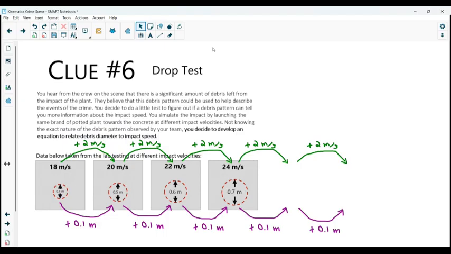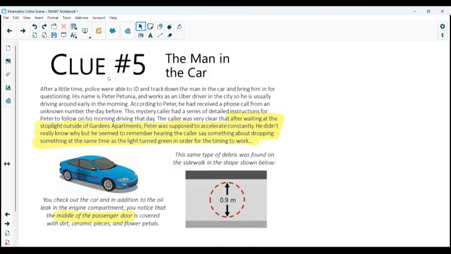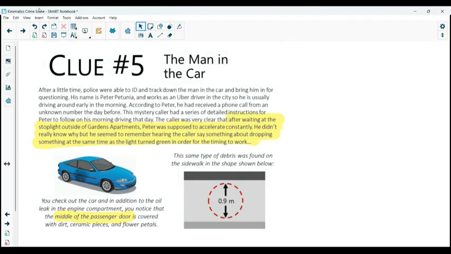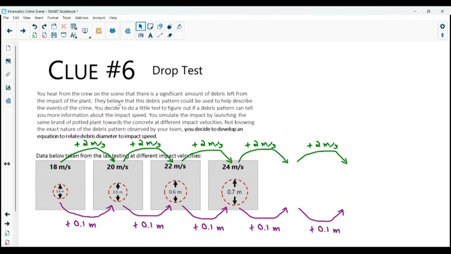Here's clue number six, the drop test. I don't really know a way to develop an equation for this necessarily. This one's pretty tough, but as long as the students see that each 2 meters per second of increased speed is 0.1 meters of increased blast radius, I guess it would be. And we know it's 0.9 meters diameter. So we go 0.4, 0.5, 0.6, 0.7, 0.8, 0.9. That's going to give us 18, 20, 22, 24, 26, 28. That gives us 28 meters per second as how fast the thing was falling when it hit the ground.